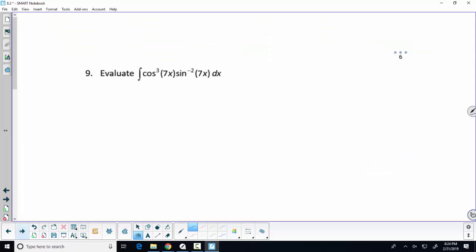Okay, how about this one? Number 9, cosine cubed of 7x sine negative 2 of 7x. What do we do here?